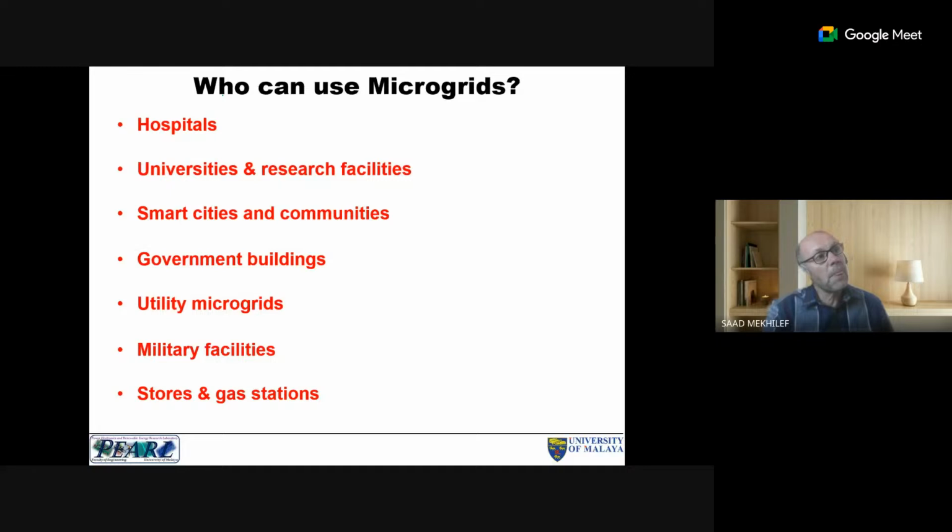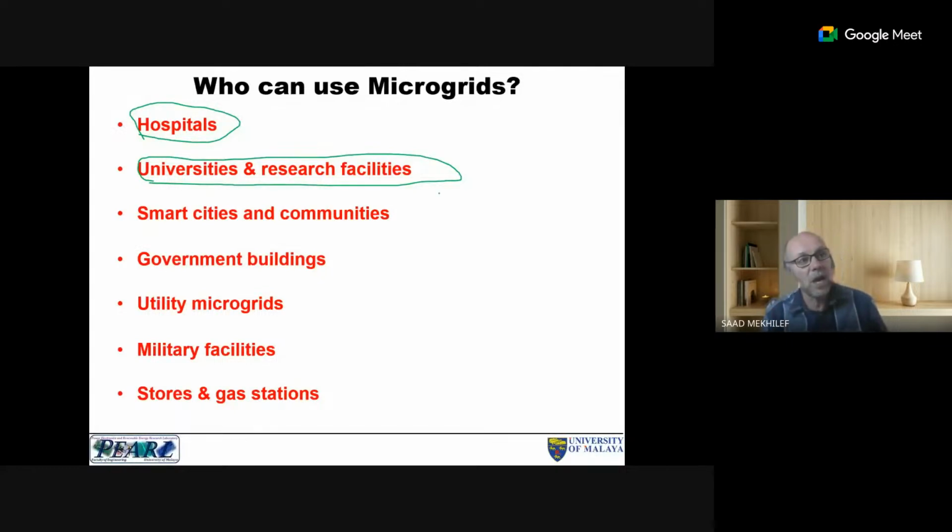Another question is, who can use microgrids? I think we explained it before. One of them is critical loads, universities and research facilities. In our lab here, we actually have a microgrid: two buildings, which are two microgrids connected to each other. So the whole building is a microgrid by itself. Smart cities and communities, most of them prefer to have microgrids to be more reliable and more independent. Government buildings and offices, it's also a trend to have this kind of microgrid.